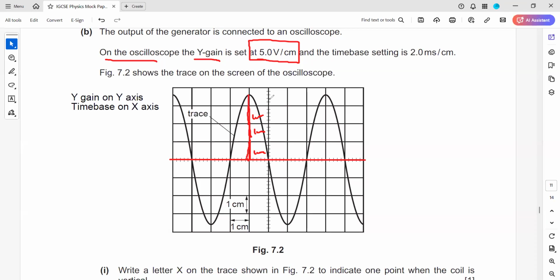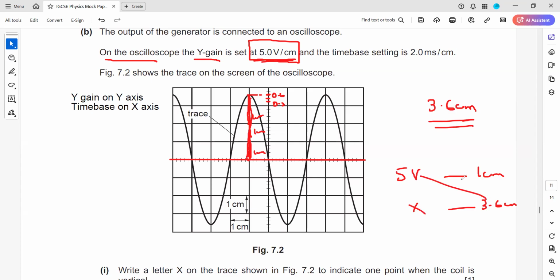It is the third line above, so this is 0.6, because the first line is 0.2, then 0.4 and 0.6. So how much is the total height? 1 plus 1 plus 1 plus 0.6. The total height is 3.6 centimeters. And according to the question, 1 centimeter is 5 volts. So 3.6 centimeters represents X volts. You cross multiply: 3.6 multiplied by 5, you will get 18 volts.